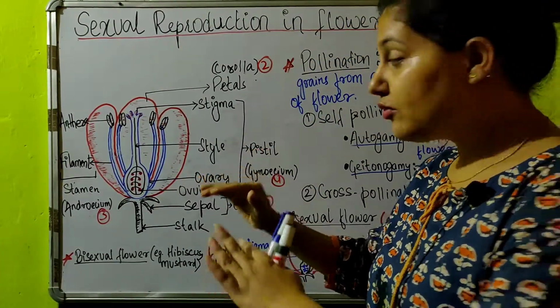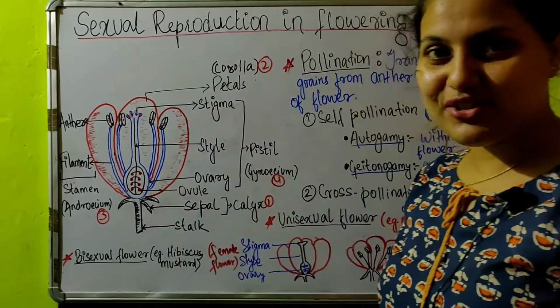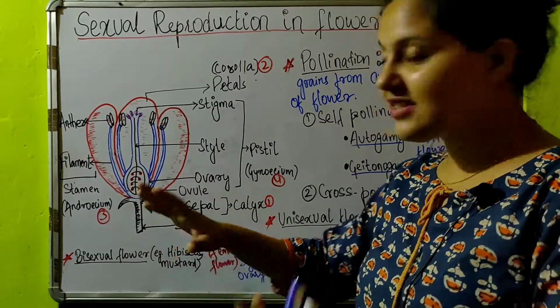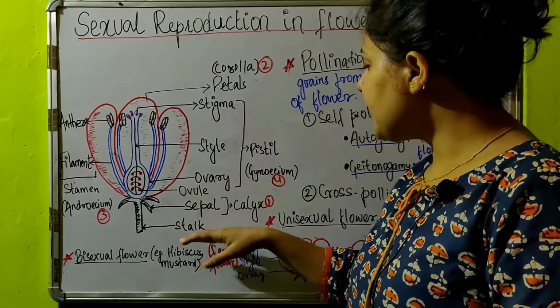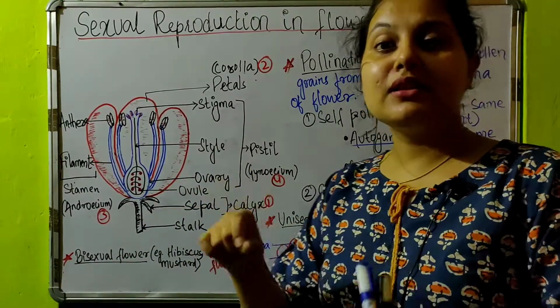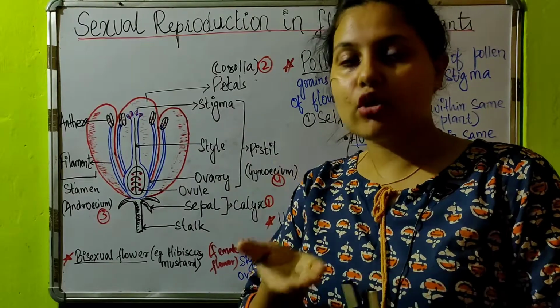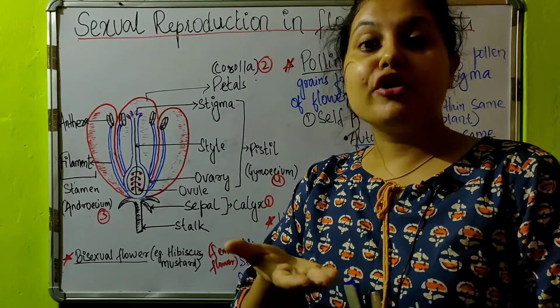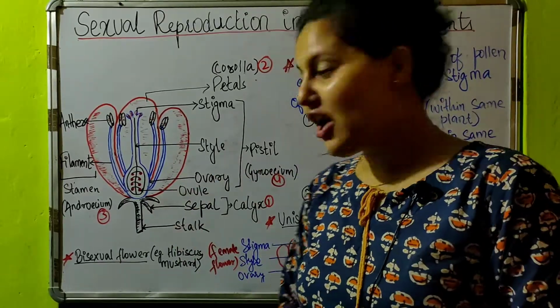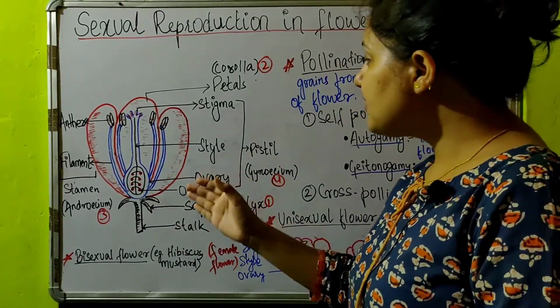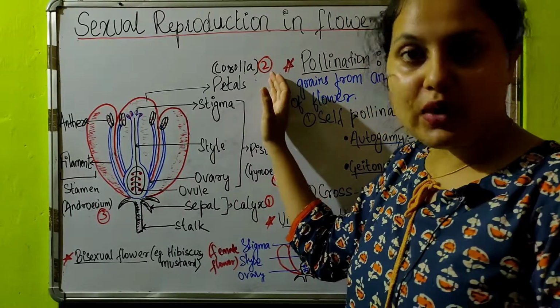Now coming to the different parts of the flower first. You see here, first is the stalk, that is nothing but a part of a stem. The next is sepal. Sepal is a green part. At the bottom of the flower, at the point where the petals start, there is a green part known as sepals. And then the next one is corolla.